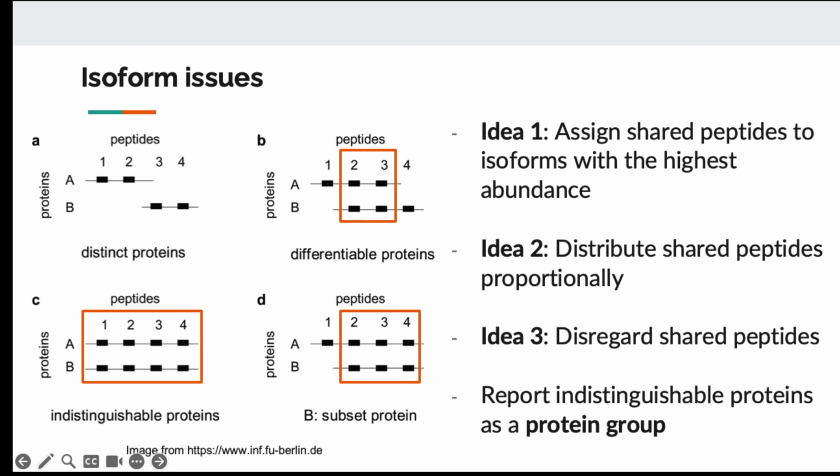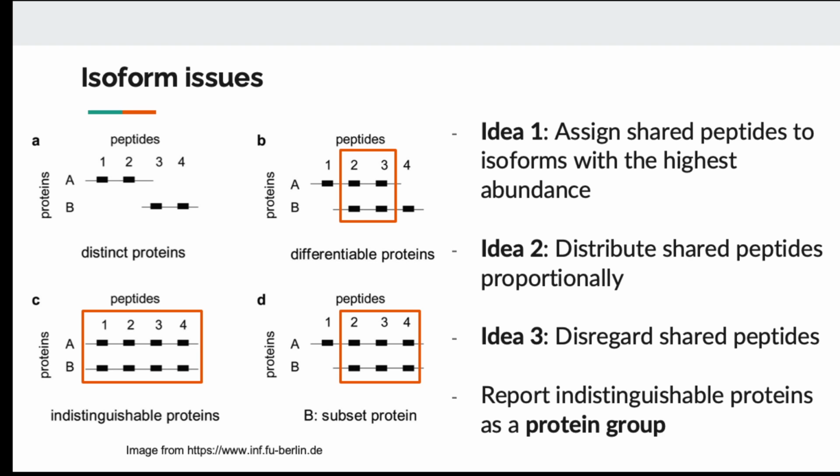So right now, people are starting to gravitate toward the idea number 3, which is to disregard, to remove all shared peptides and only trust in unique peptides. So all the shared peptides will not be counted, only unique ones. So people are moving toward this idea of, if we cannot solve this problem, just not make it more complicated, just disregard the data.